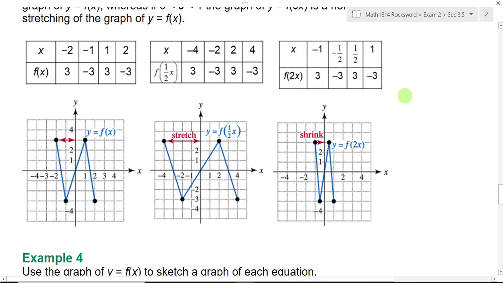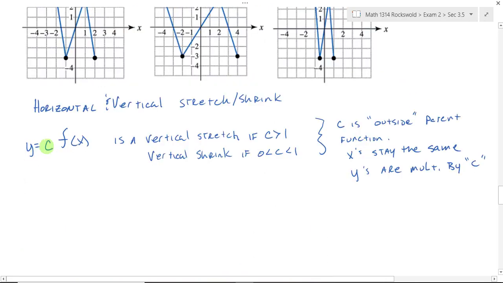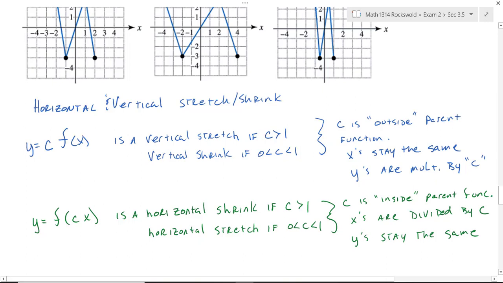So let me see if I can summarize this. If we have y equals c times f of x, where c is a constant outside the parent function, this is going to be a vertical stretch if c is bigger than 1, and a vertical shrink if c is in between 0 and 1. C is outside of the parent function, and in this graph the x's stay the same as they are in the parent function, but to get our new y values we multiply the original y's by c. With the horizontal stretch, your constant is multiplied by x inside the parent function.